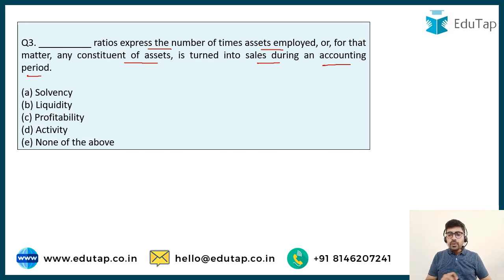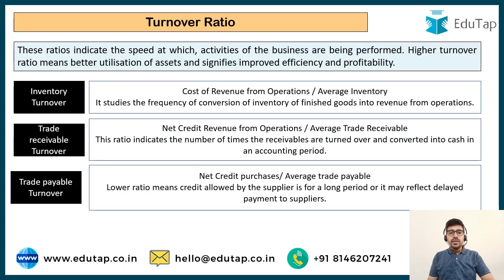Now I believe you guys can easily answer this question as of now. We have already talked about the basics of all the 4 classifications of ratios. We have talked in detail about the liquidity and solvency ratios. And now you can easily answer what ratio is being asked in this particular question. So yes, guys, you guessed it right. The turnover ratio or the activity ratio is something which is being asked in this particular question.